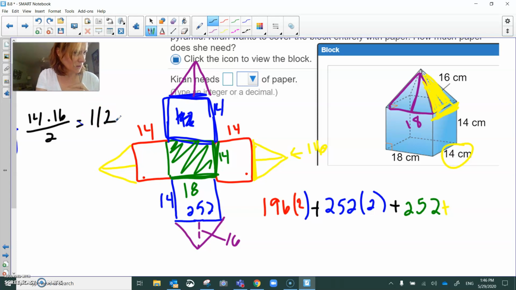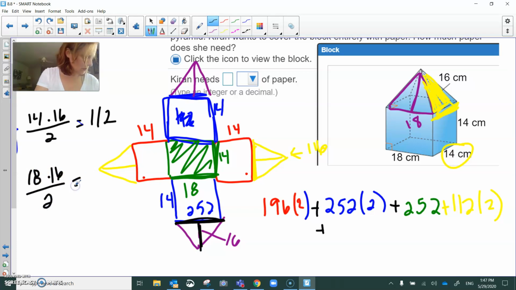Did I hit divided by 2? I think I did. 112, and there's 2 of them. And finally, the purple guys. The purple guys are 18 times 16. 18 times 16 divided by 2. 18 times 16 divided by 2. 144. And there's 2 of them.